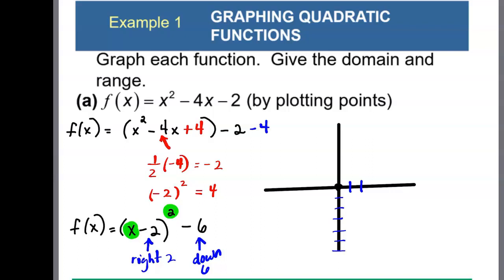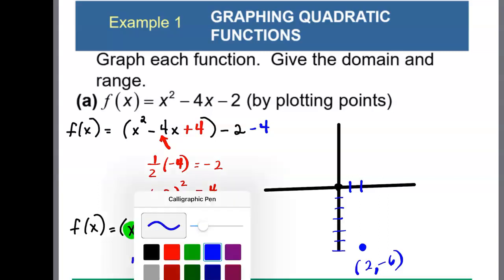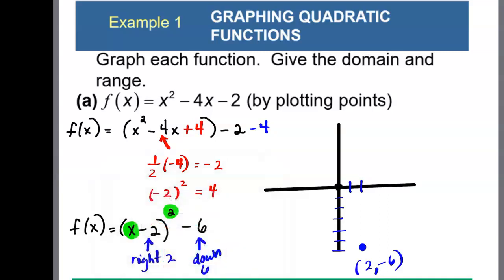Okay. So in doing so, we get the location then of our vertex. So our vertex is at (2, -6). Okay, we know that our graph opens up. We know that because the coefficient here, our value for a, is 1. So it's going to open upward.